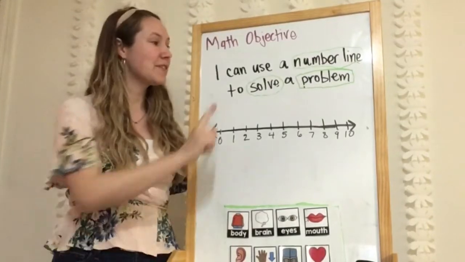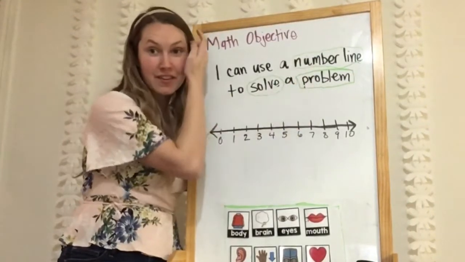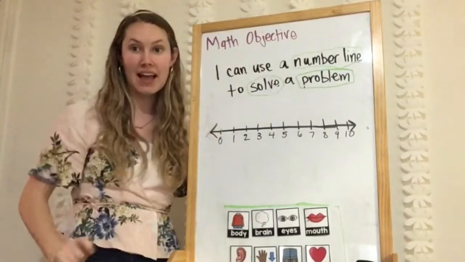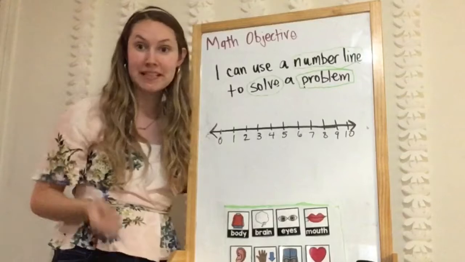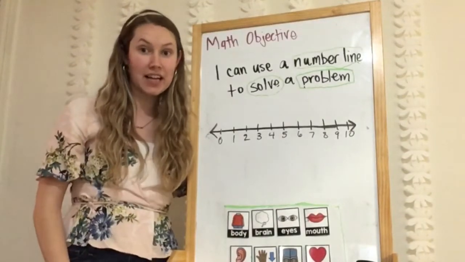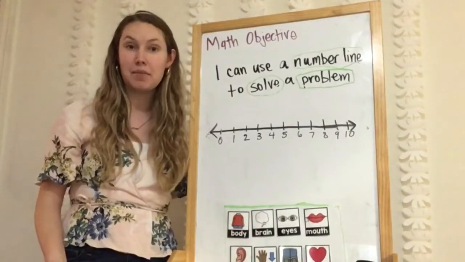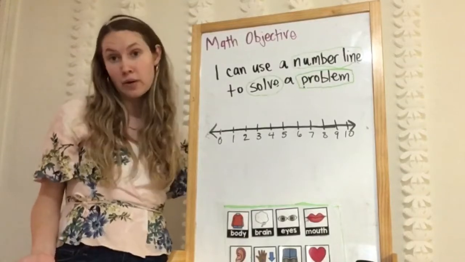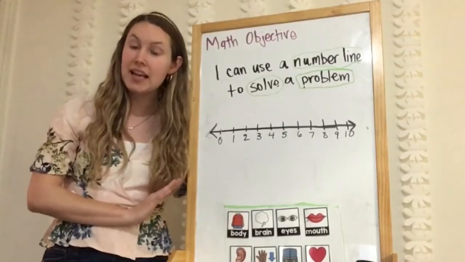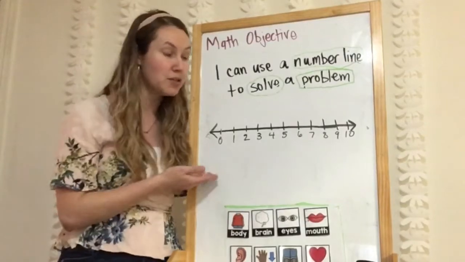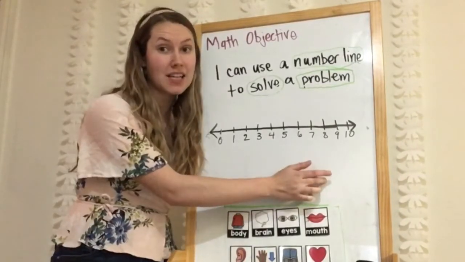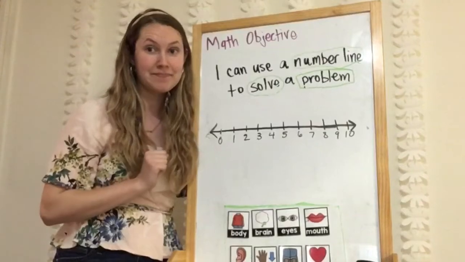Great job. So if you remember, our strategy for this week is using our number line. We're going to be using our number line to help us add and find our answers to our addition problems. Some of these are going to be story problems like we're going to do today, and then later in the week we're going to be just doing addition problems where you see a number sentence without the answer and you have to solve it.